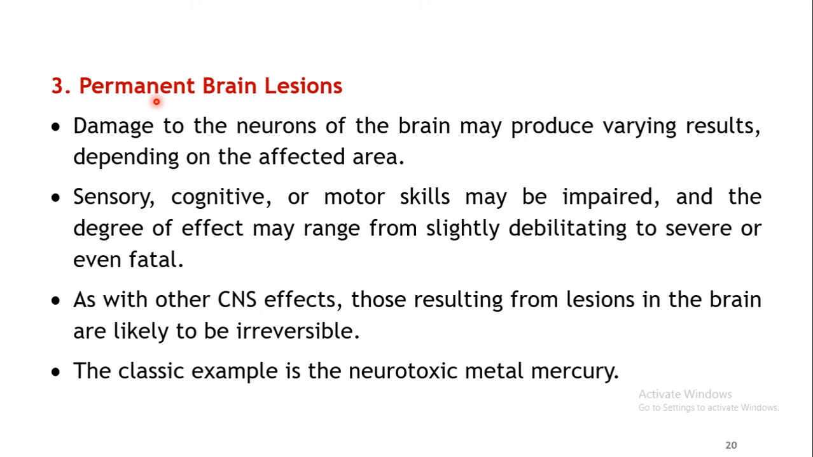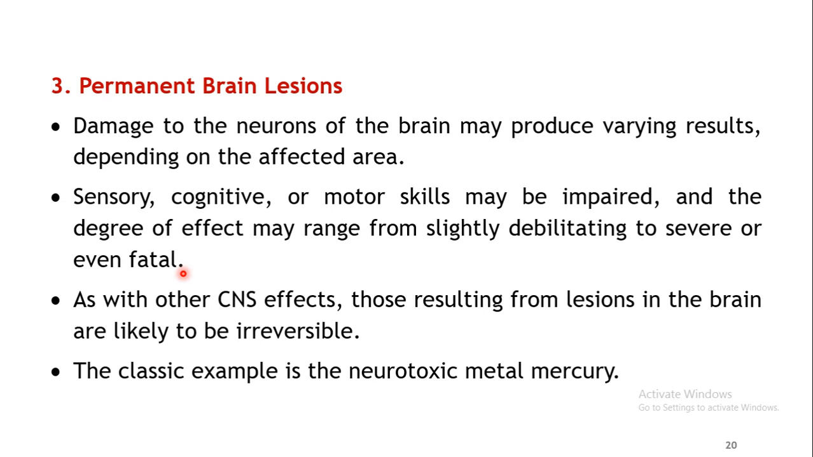Then the next type of toxicity to the nervous system is permanent brain lesions. Sometimes the neurons in the brain may get damaged, depending upon the area which is affected. Accordingly, the symptoms may be precipitated. Either the sensory function may get affected, or cognitive functions, or the motor skills may be impaired, depending upon which area, what exposure, and which type of toxicant. The outcome may be less severe to more severe, or sometimes even fatal. The death of the person may also take place if it is quite severe.